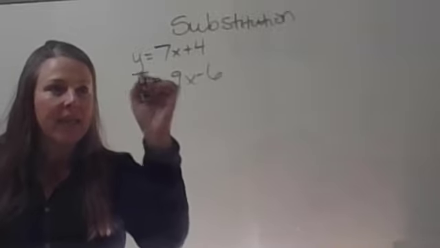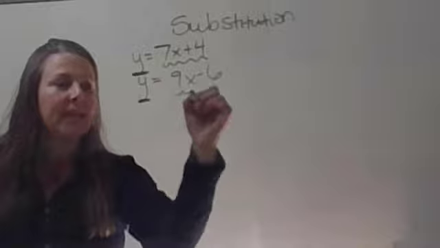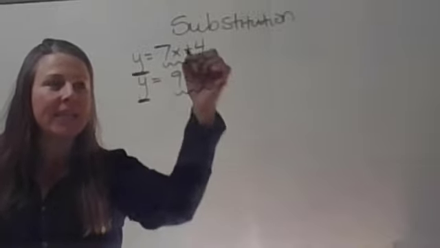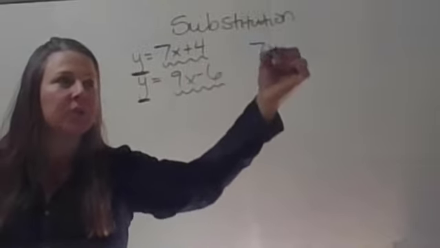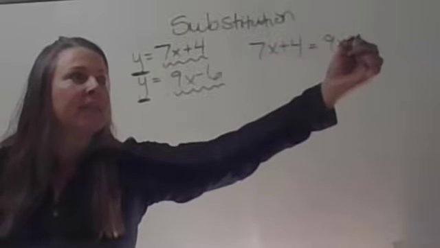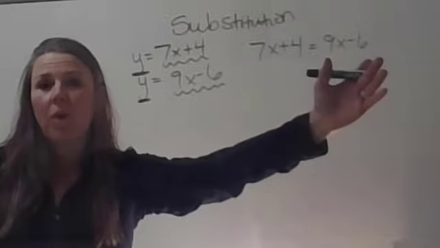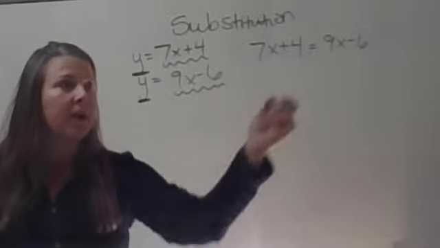Now, if y is equal to this and if y is equal to this, then we can set these equal to each other because that equals y and that equals y. So now we just have one big equation where we can solve for x.